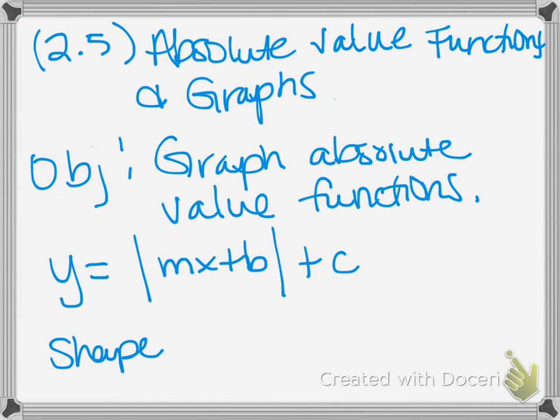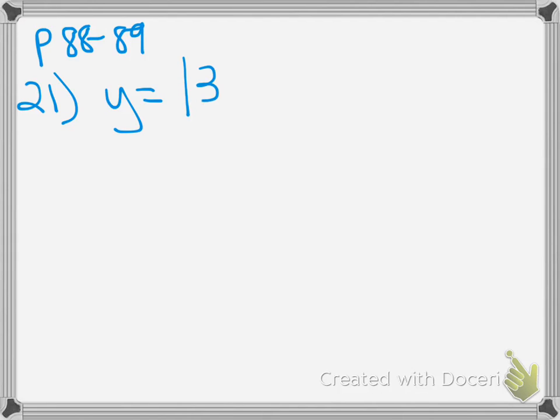Now the other thing is its shape. It is a V shape, okay? So it will either look like a normal V or an upside down V. And that depends on the sign in front of the absolute value, which we will address coming up here in a moment, okay? So let's actually go ahead and just look at some problems. So looking at page 88 and 89, number 21 from it, we're going to take a peek.